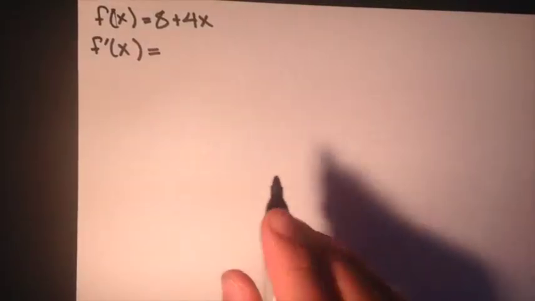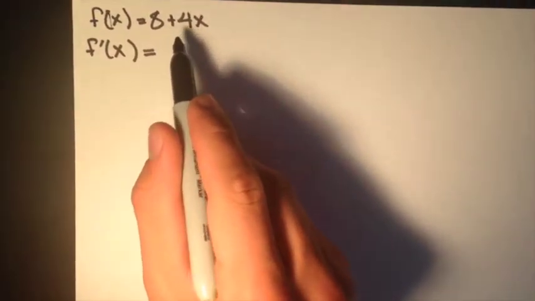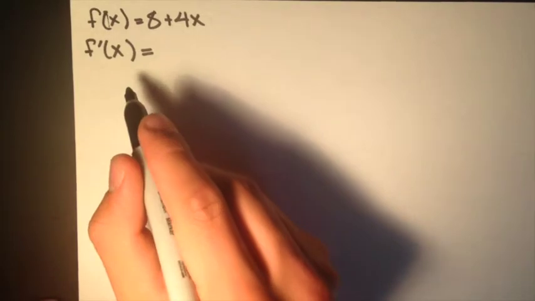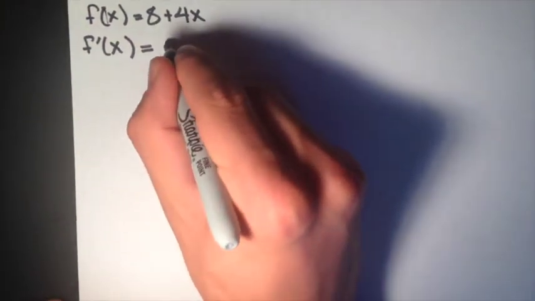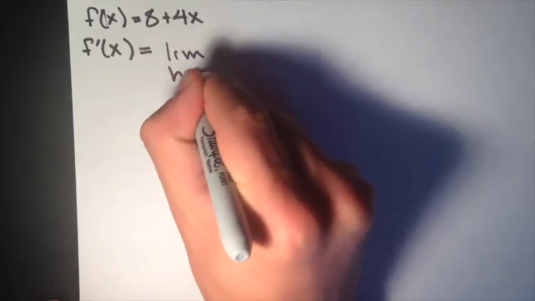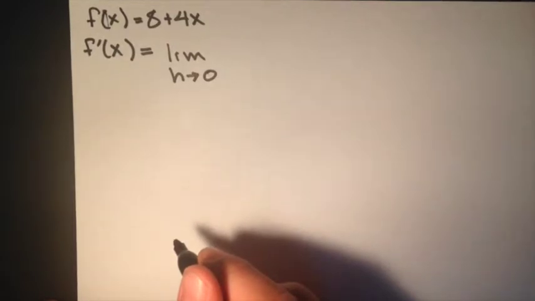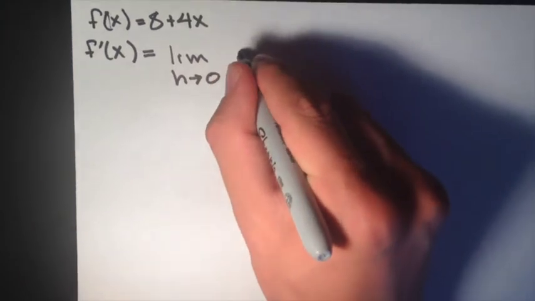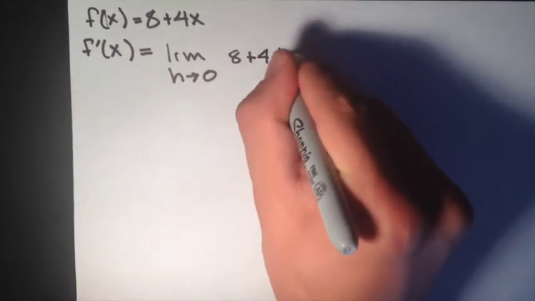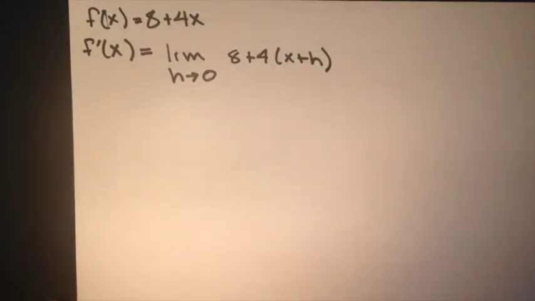So here's a nice and simple problem. Let's find the derivative of 8 plus 4x using the definition of a derivative. So the derivative of this is going to be the limit as h approaches 0. And then it says we take f of x plus h, which means everywhere there's an x, we replace it with an x plus h. Then I have to subtract away the original function and put it all over h.